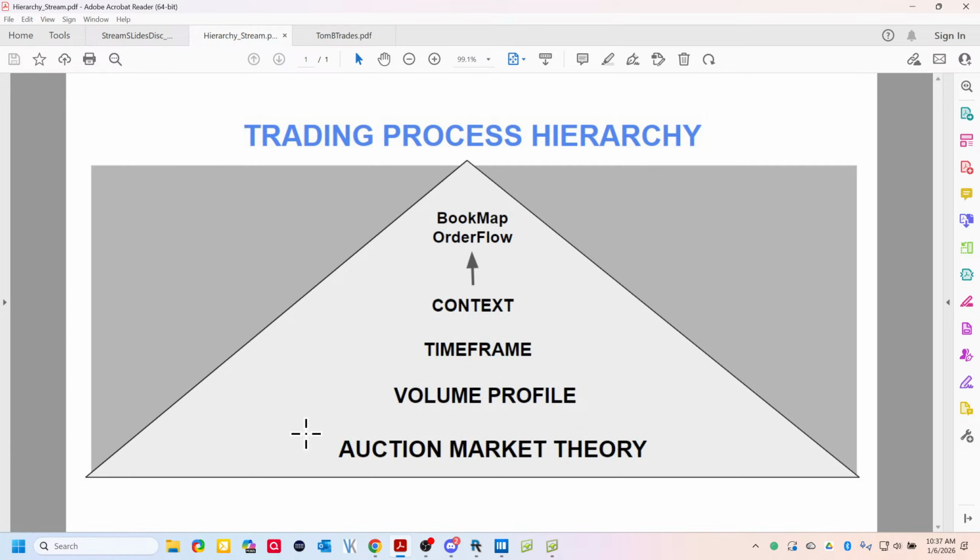It's a bit different, I think, than what you'll find out there. The process I use, I'm not going to spend time with it today, is something called auction market theory.